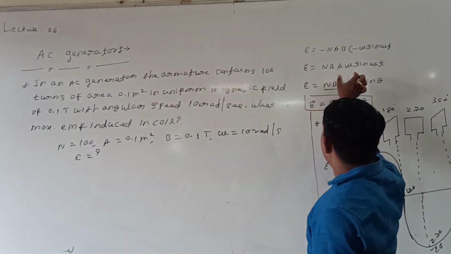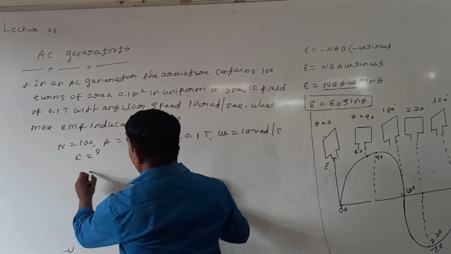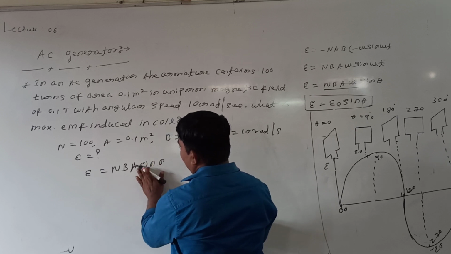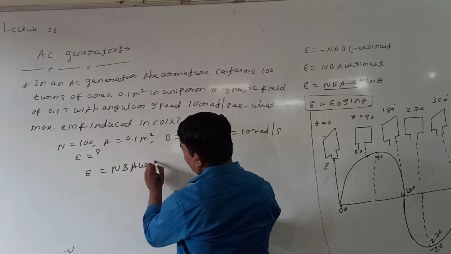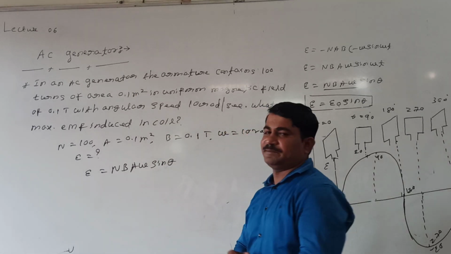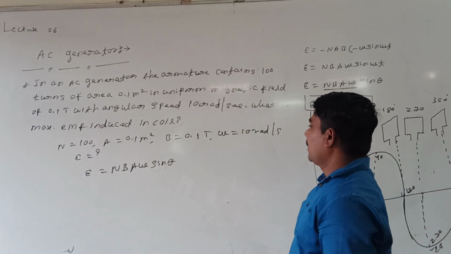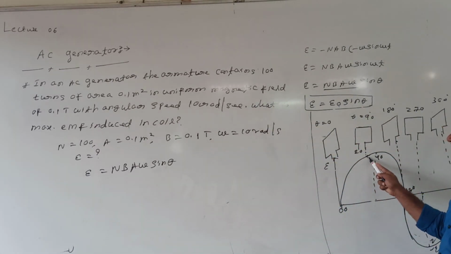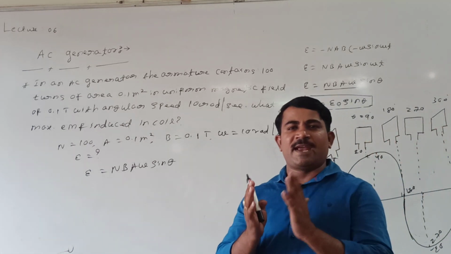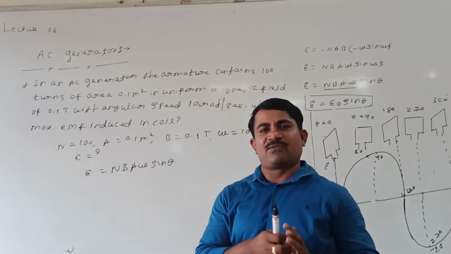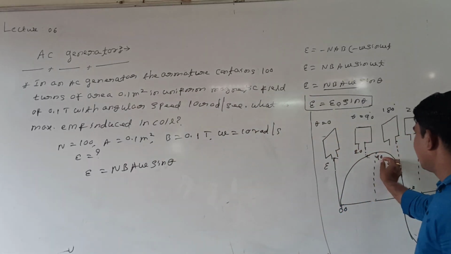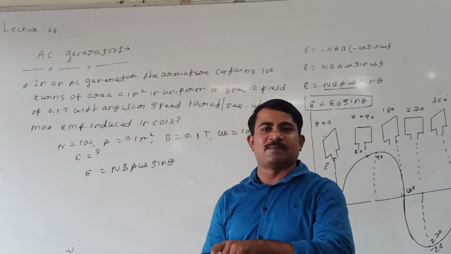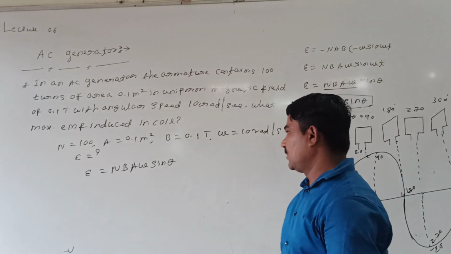We know the formula for induced EMF. What is the EMF induced? E is equal to NBA omega sin theta. Right. We know that the EMF induced in the coil is maximum at 90 degree. I mean, when the plane of the coil is perpendicular to the direction of the magnetic field, EMF is maximum. Either EMF is maximum at 90 degree in one direction, or maximum EMF at 270 degree in reverse direction. Whichever manner you can take.